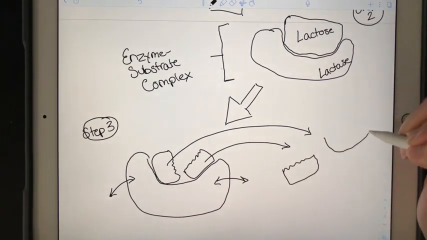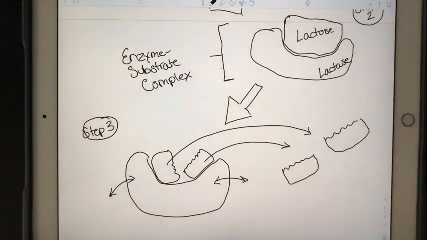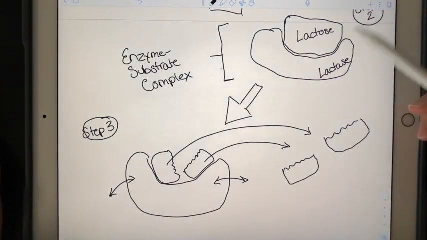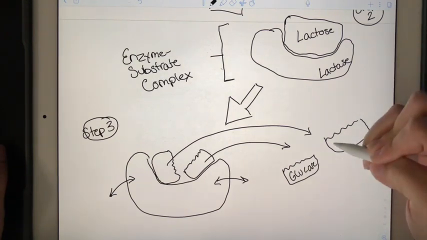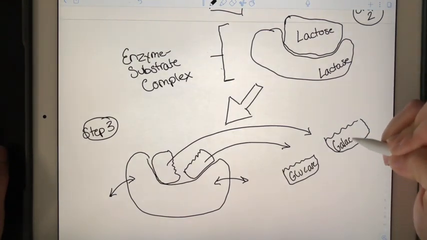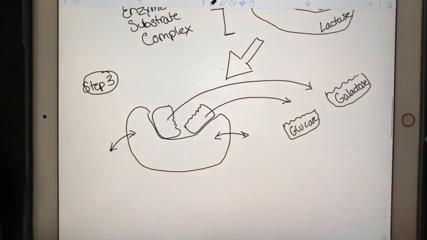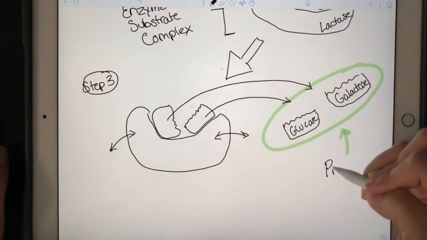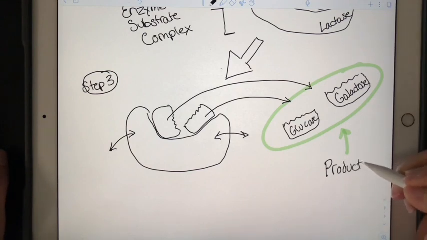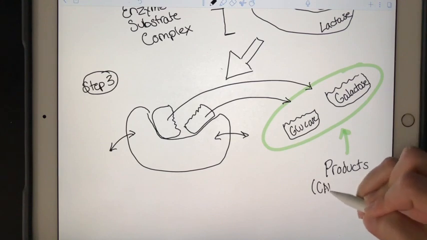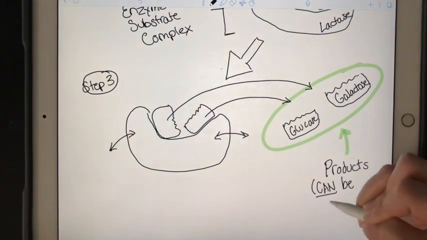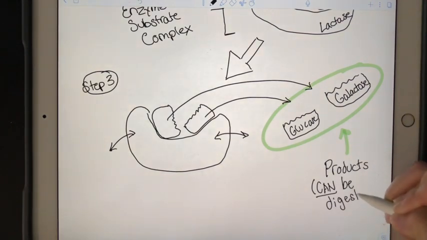Just draw them like this. So you know there's two halves. Used to be lactose, but now we have glucose and galactose. These we call our products. And luckily for us, these can be digested or absorbed by our cells.